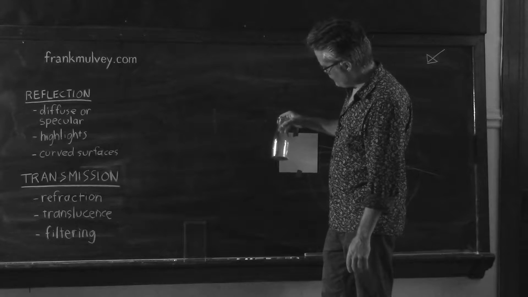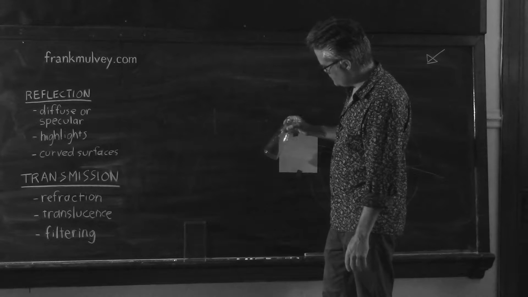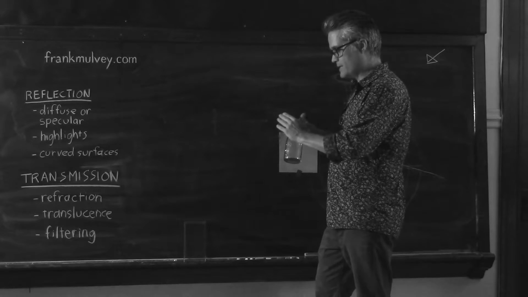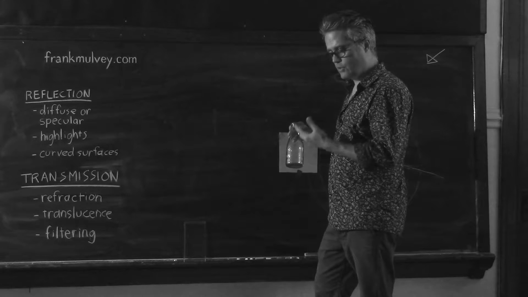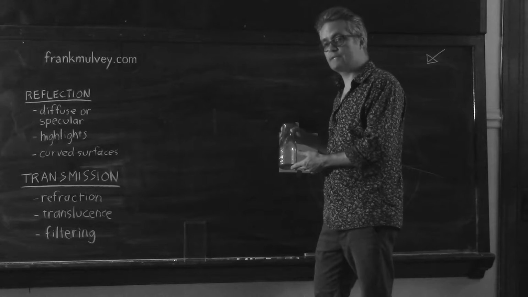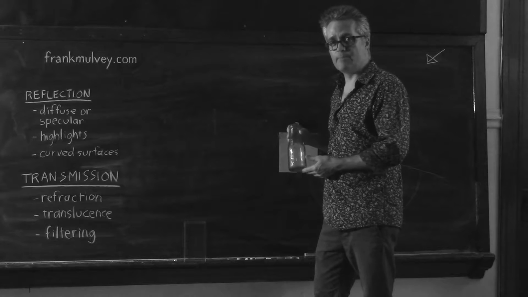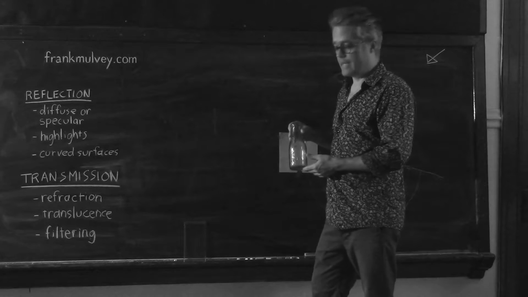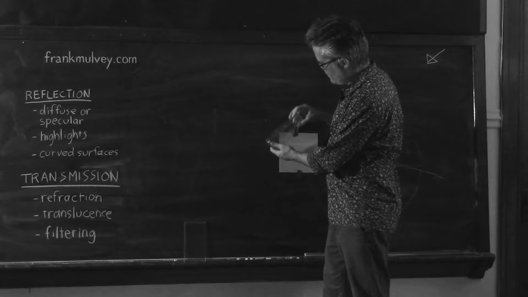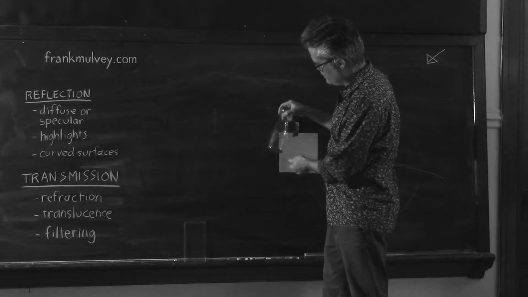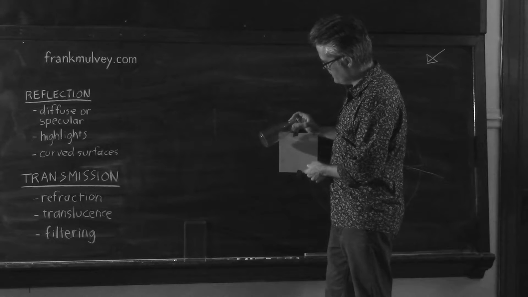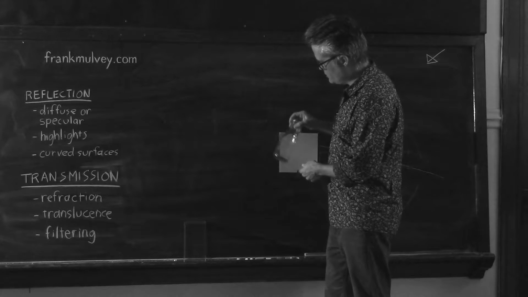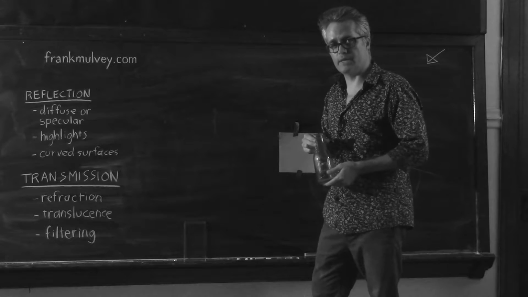If I move it in front of the edge of this piece of paper, you'll see that that sharp line gets kind of wavery and irregular. And so the surface of the glass is curving in such a way that it refracts light. Refraction is the bending of light rays. And you can see this particularly when I turn the bottle around and move it around. You can see how interestingly the light is bent as it passes through this object.